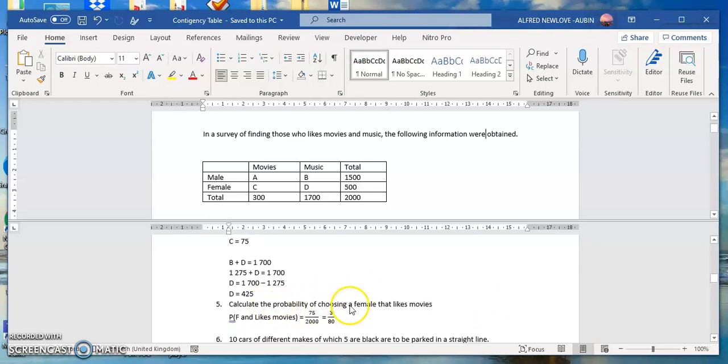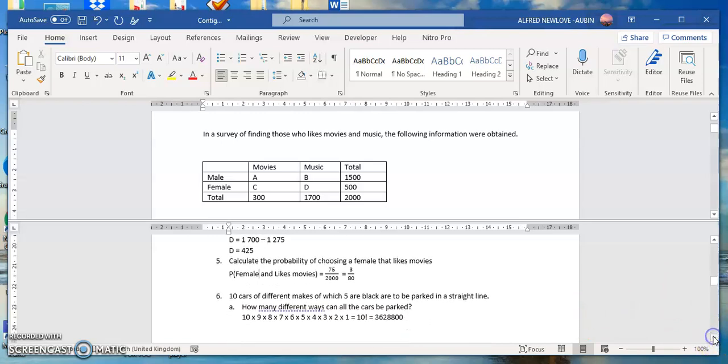Calculate the probability of choosing a female that likes movies. So female that likes movies, what is it going to be? This is female that likes movies, which is C, and we have already calculated C to be 75. So 75 over the grand total, and when you simplify, you are going to get 3 over 80.